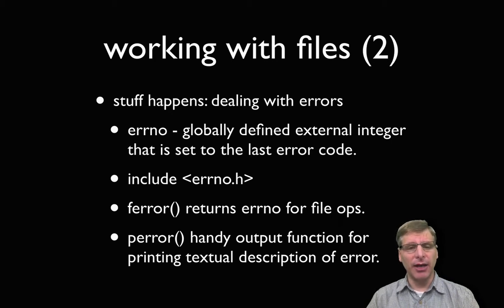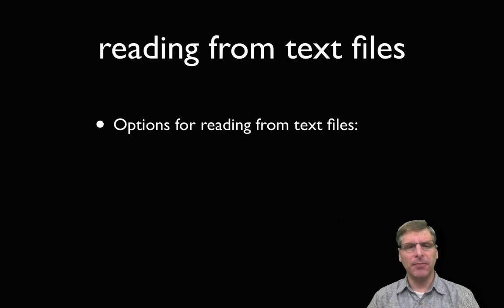Now there's another way we can get at this information as well. We can call the function ferror, and it will actually return the error number for the last file operation that failed. We can also use a function called perror, which actually prints out a textual description of that error. So instead of having just the number, which may or may not make sense to us, we can print out the actual text describing that error message. So these are handy functions to use when we're trying to debug our program.